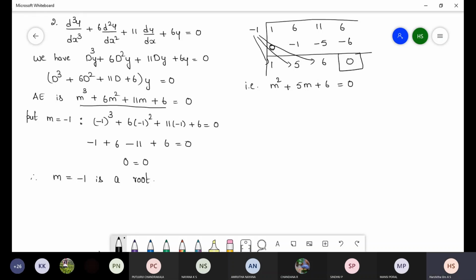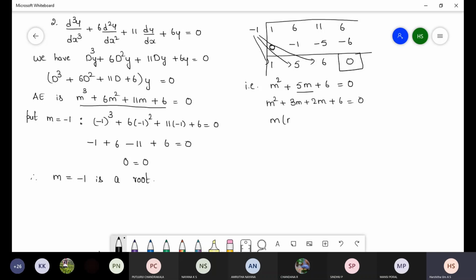So let us find the factors for these two. So m square plus 3m plus 2m plus 6 is equal to 0. I just wrote 3m plus 2m instead of 5m.